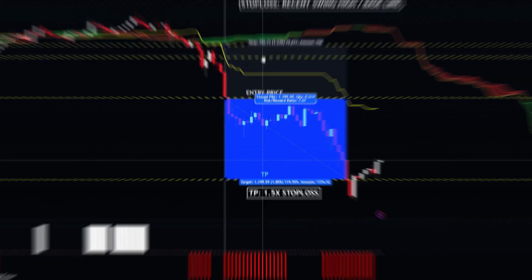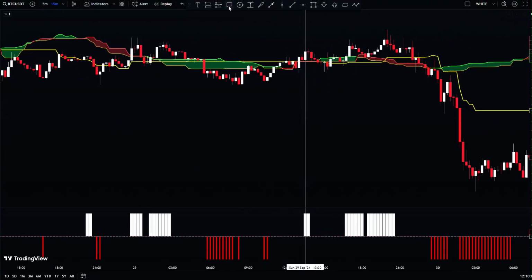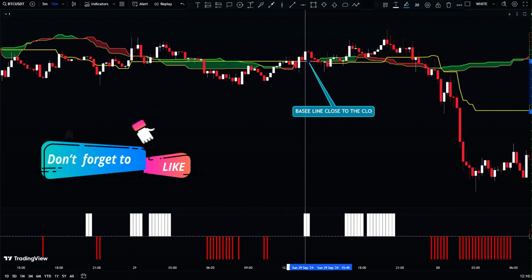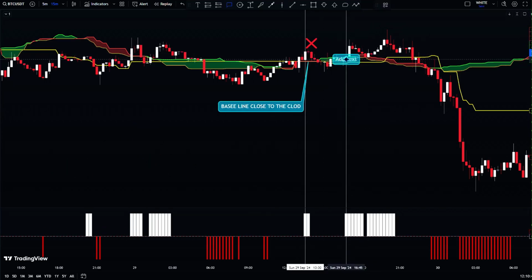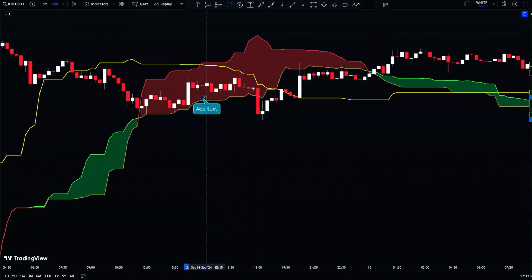And for the last note, I should mention that this strategy can also help identify a sideways market. Here's how. When the baseline is close to or sticking to the cloud, and when the candles are inside the cloud, this is a sign of a sideways market. In these situations, it's best not to trade.